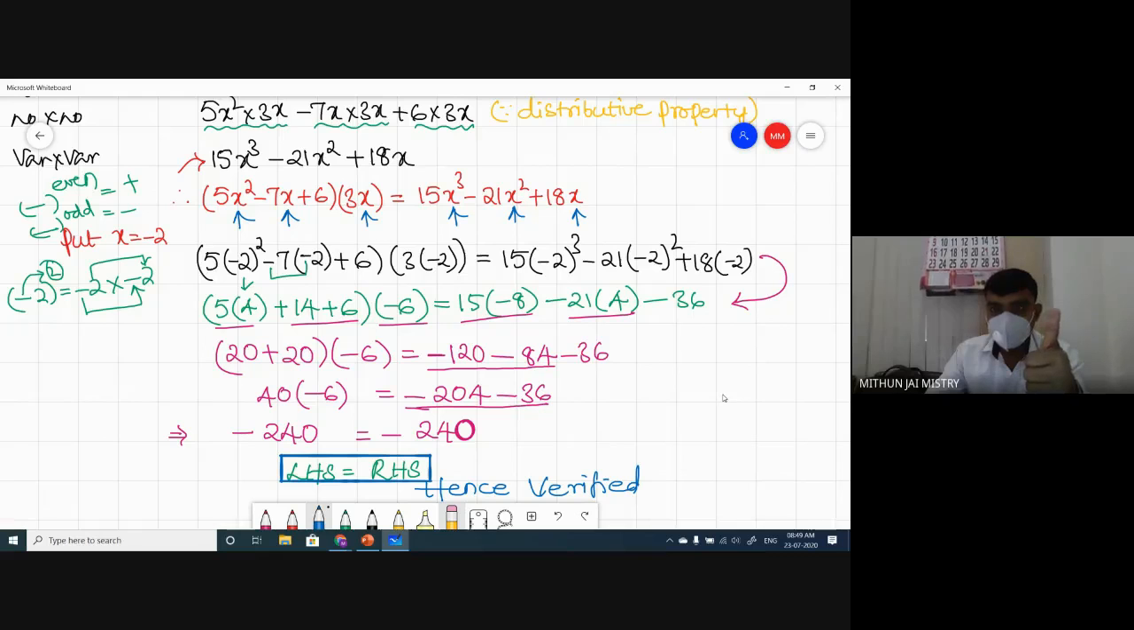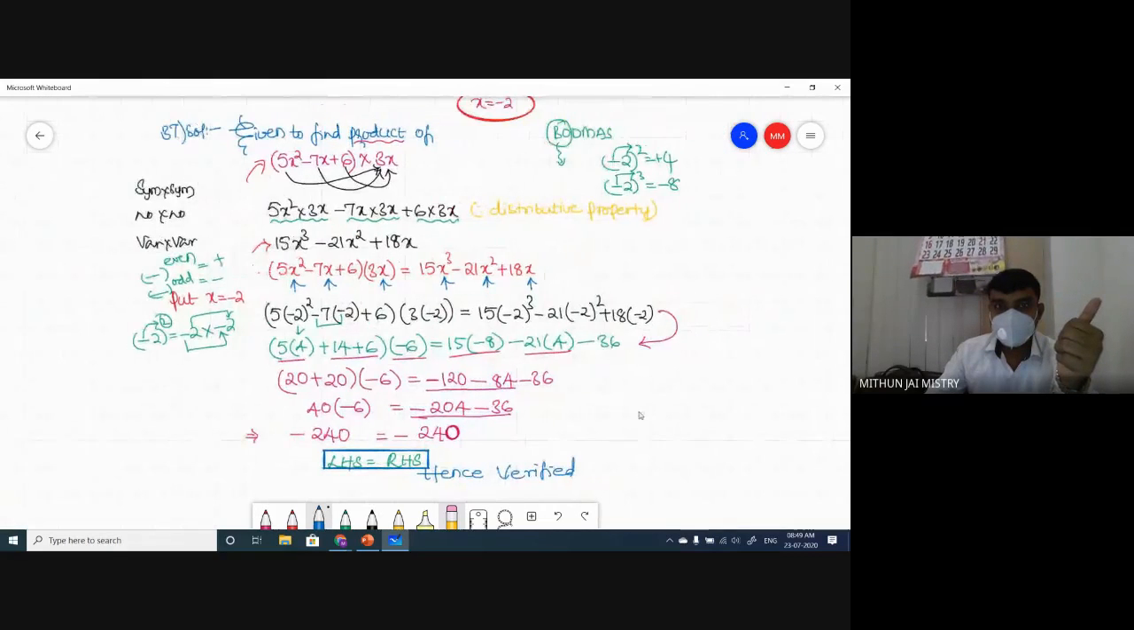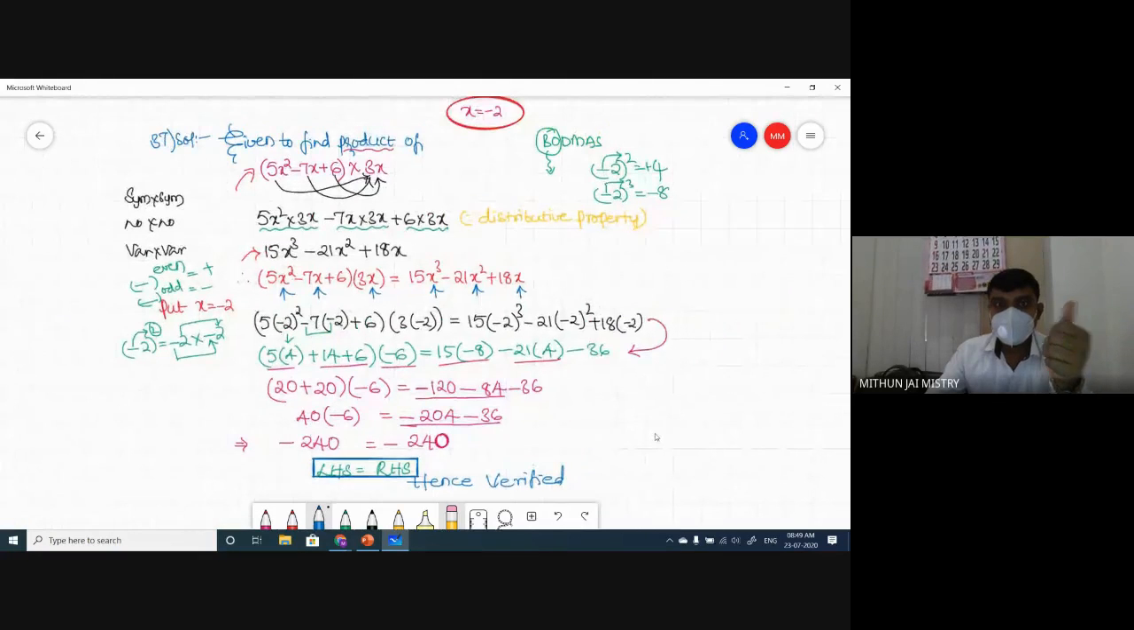You can show me thumbs up, and then I'm decreasing the size so that you can take a screenshot of this. Please take a screenshot and tell me done.